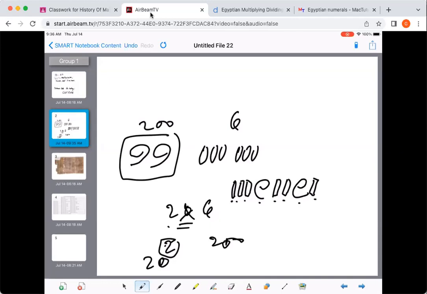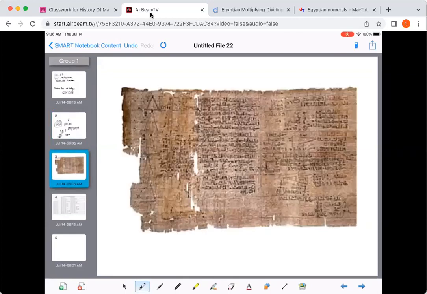Now, most of what we know about Egyptian math comes from one of the more famous mathematical artifacts, which is called the Rhind Papyrus.